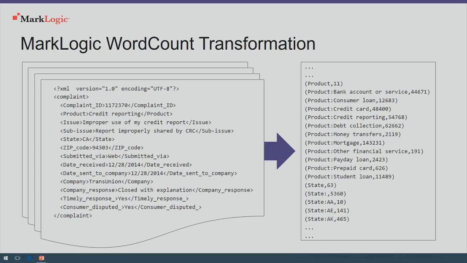So here is an example, which I call the MarkLogic WordCount transformation. I have a set of consumer complaint documents, and every consumer complaint object has different attributes, or different elements if you think about it from the XML standpoint. It has things like product, issue, state, and zip code. What this example is doing is identifying, for each element, how many distinct values exist in my data set.